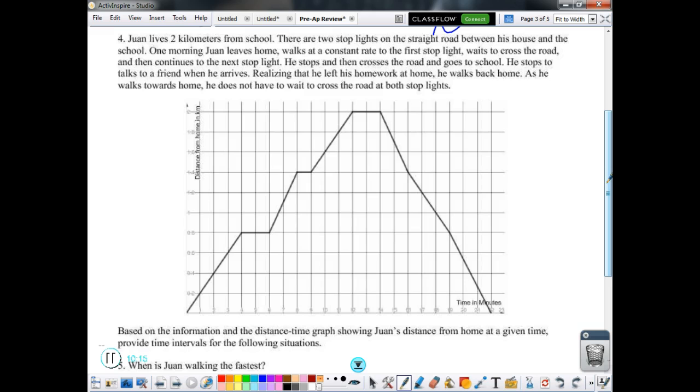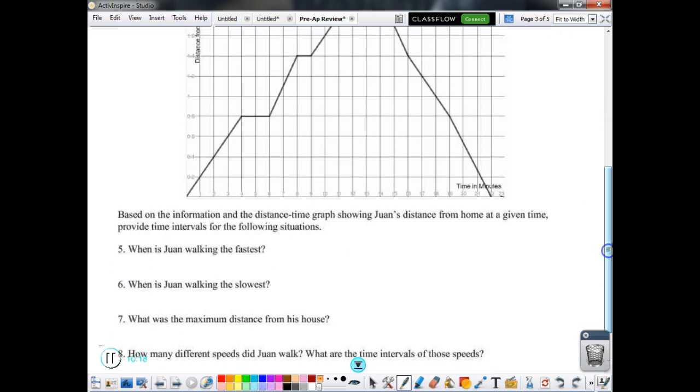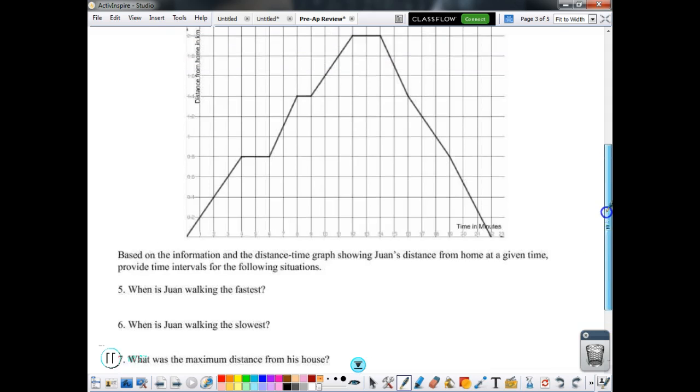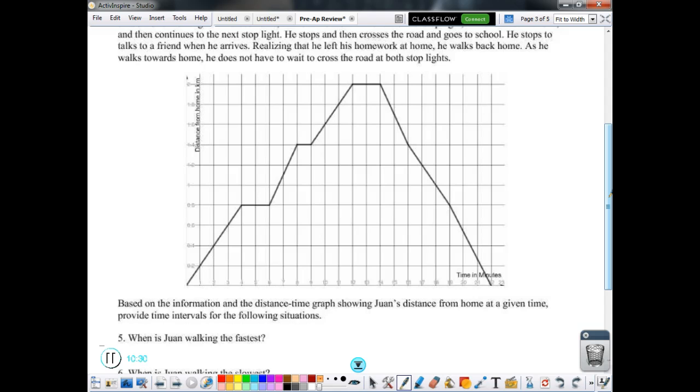Alright? Based on the information and the distance time graph showing Juan's distance from home at a given time, provide the time intervals for the following situations. Okay, what does the x-axis stand for? Time, right? And it's minutes. What about the y? Distance. We are dealing with a distance graph, right? And it's in kilometers. Okay?